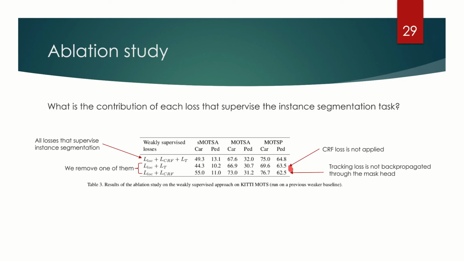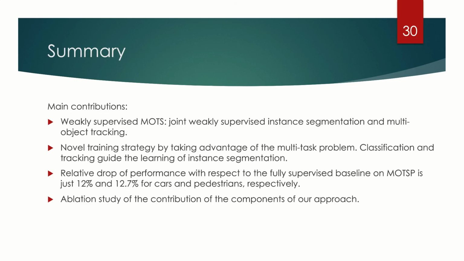To remove the supervision of the tracking loss, we still train the tracking head, but we do not propagate the gradients to the instance segmentation head. It turns out that tracking helps with pedestrians, but not so much with cars. However, pedestrians are the hardest class in our case, so it is useful as long as it improves the performance on the hardest class. In summary, the contributions of this work are the following.